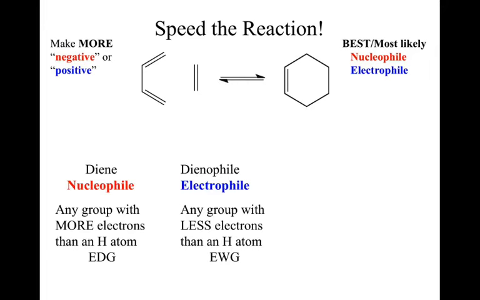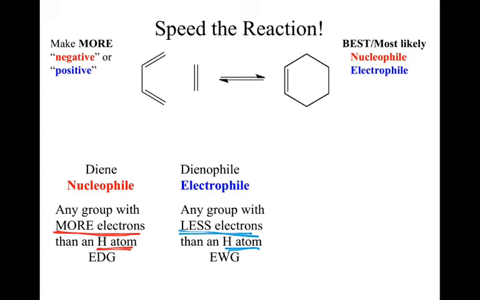So we just went through and explained all of that. Deciding whether it's electron donating or electron withdrawing. We'll keep coming back to this, but our electron donating groups have more electrons than a hydrogen atom. Hydrogen atoms are our 0 point. Anything with less electrons than a hydrogen atom is an electron withdrawing group.